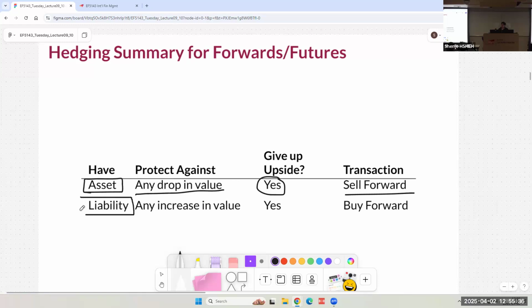If you have a liability, you're hoping that the underlying asset falls and you want protection from any increase in value. You can buy long forward, but again, you have to give up all upside. So from a risk management perspective, this is quite blunt, but in any case, this is something you can do. And then you'll be either paying for a premium or trading upside for a fixed payment, right?